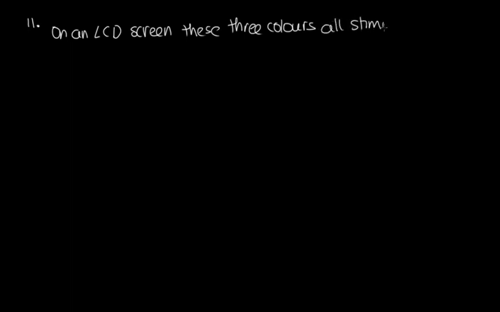Okay, so on an LCD screen, what we're seeing is the projection of actual light. So they want to stimulate the actual colours which will arrive on our cones and stimulate those cones. So on an LCD screen, these three colours all stimulate our cones, and adding more colours adds to the colour that we see.